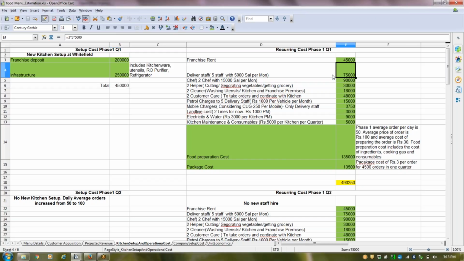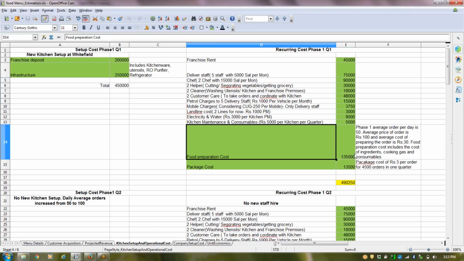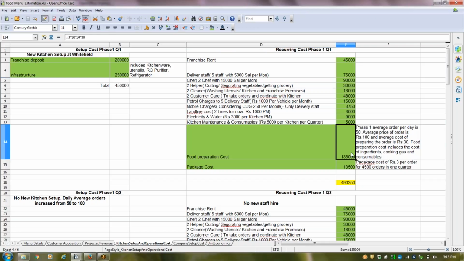And the running cost, how much cost you would incur for the first 3 months. So you have to come up with all the details, how many chefs, how many helpers, cleaners, customer care executives, and all the expenses, electricity, water, kitchen maintenance and consumables. There will be a lot of things in the kitchen that you have to buy again and again. In the sense, not just your food items, right? The food preparation cost is separately put over here. Apart from this food preparation cost, there is a consumables cost.